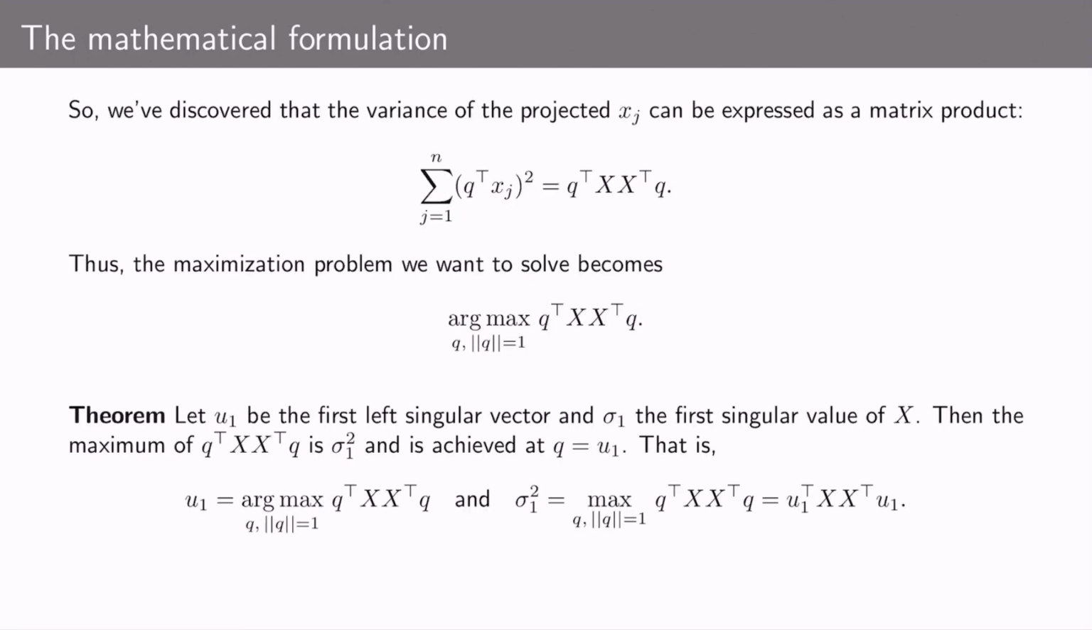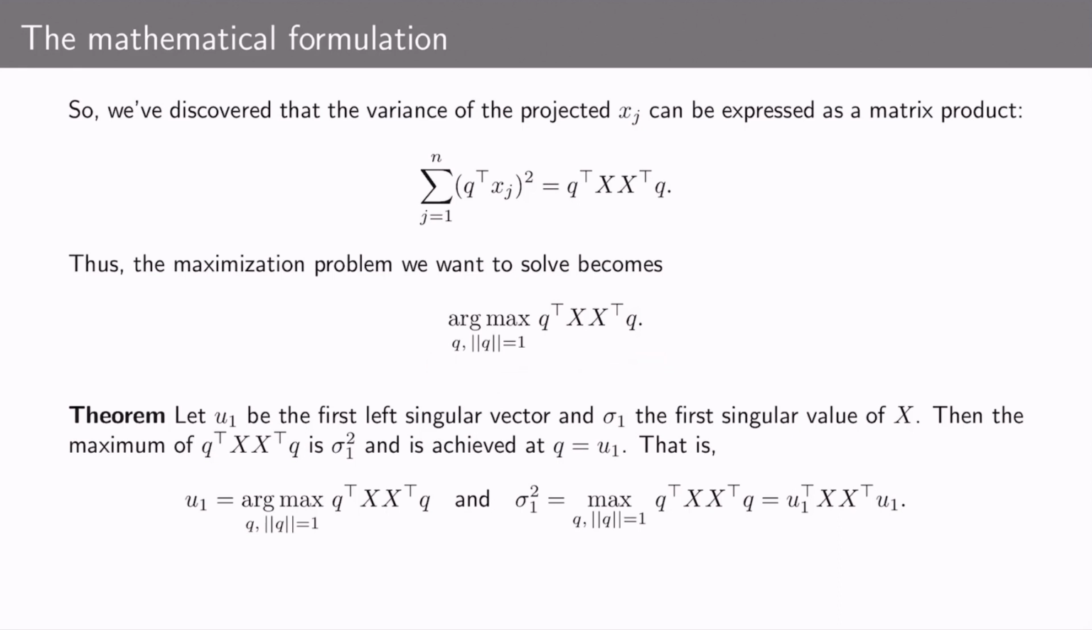Okay, excellent. We have rewritten our variance as a nice little matrix product in terms of the direction Q and the data matrix X. So the maximization problem we wanted to solve, which was to find the argmax of the variance over all arguments Q, becomes the argmax of Q transpose X X transpose Q over all arguments Q where Q has norm 1.